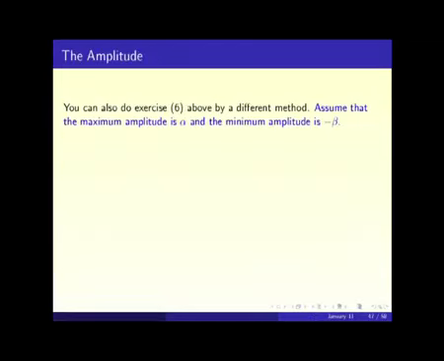We can also solve exercise 6 without using the uniqueness theorem in a slightly different way. Let us see. We use the energy equation. Okay. So, assume that the maximum amplitude is alpha and the minimum amplitude is minus beta.